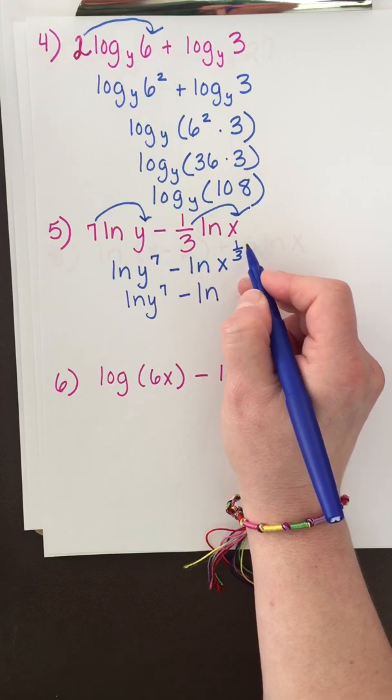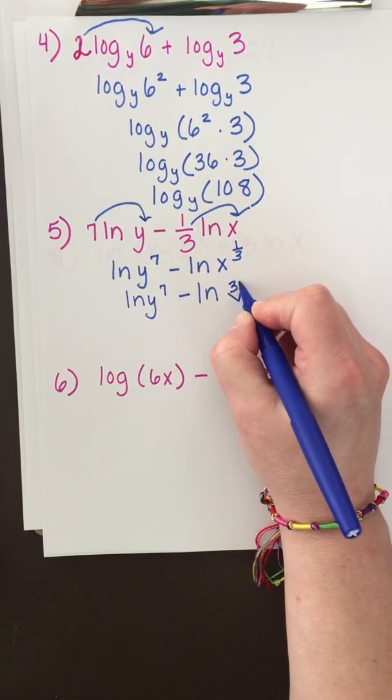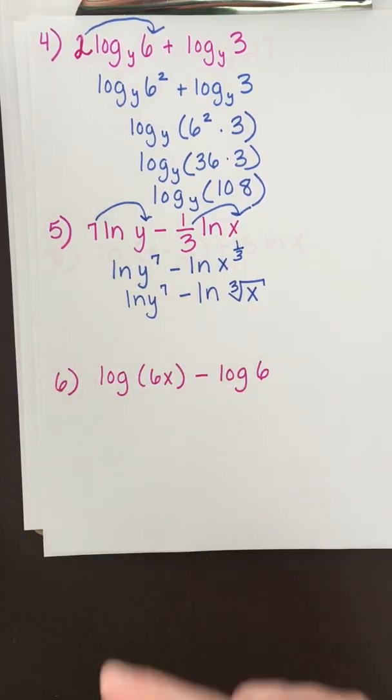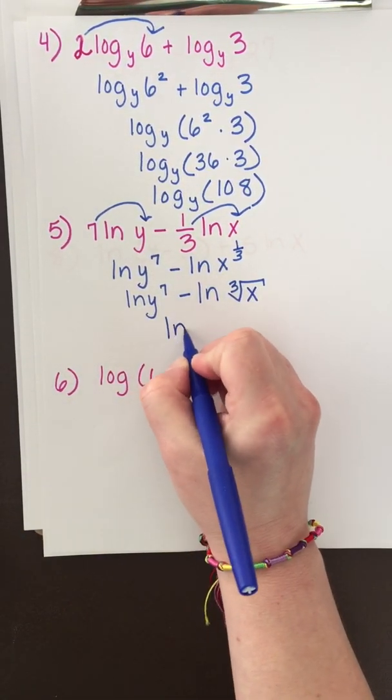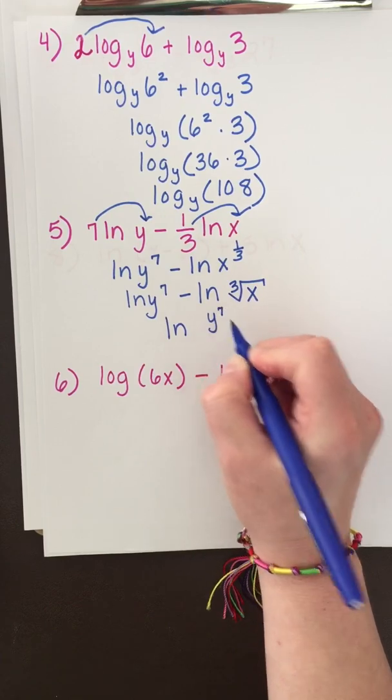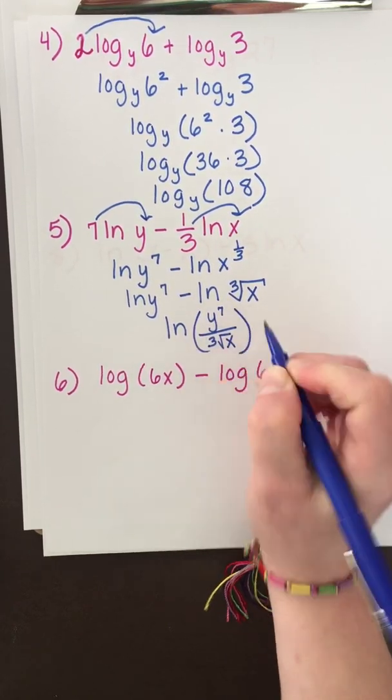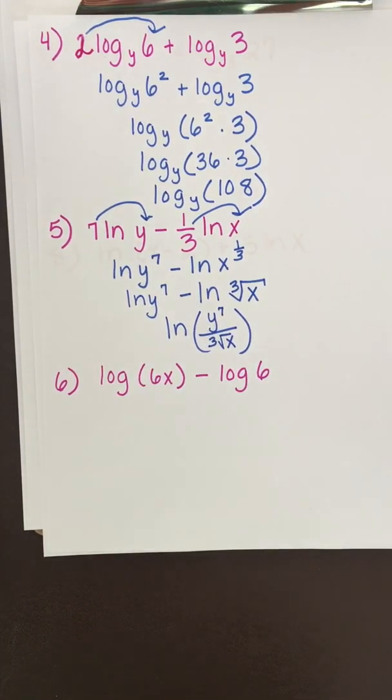A 1/3 power is the same as the cube root of x. And it's subtraction, so we can change it to a quotient. So that'll be the natural log of y to the 7th divided by the cube root of x. And I'm okay with that radical being in the denominator. I'm going to leave it just like that. All right, let's look at another one.